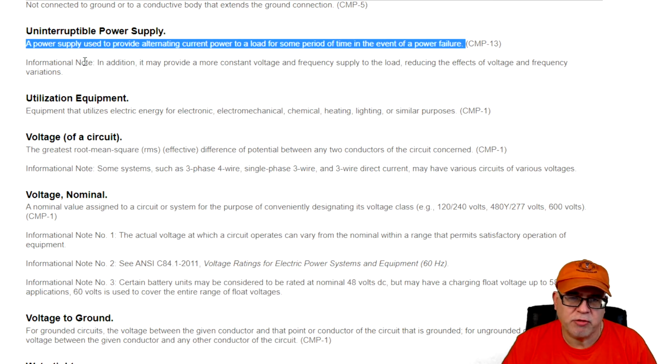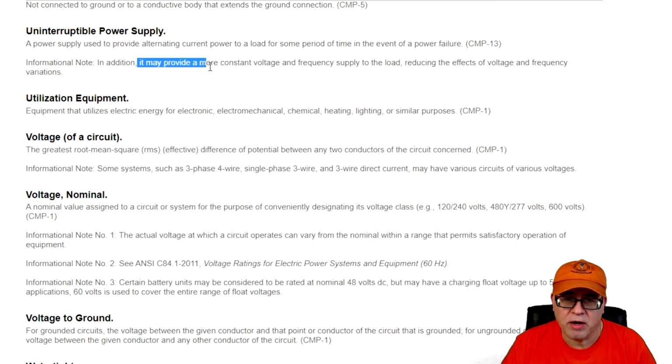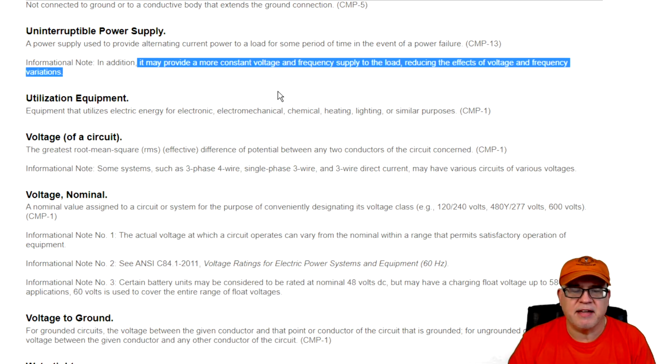Okay, it does have an informational note that says, in addition, it may provide a more constant voltage or frequency supplied to the load, reducing the effects of voltage and frequency variations. So a lot of times you'll have systems, for example, that have transfer equipment, normal generator, and they will also have a UPS system in it to kind of smooth out that transfer of power. That's one application. So again, there might be systems that have a variance in the voltage or frequency, and a UPS system can be used, okay, to help smooth it out, if you will. Smooth it out a little bit because a UPS system provides a constant voltage. You won't have any dip in voltage, okay? The frequency is very constant, okay?